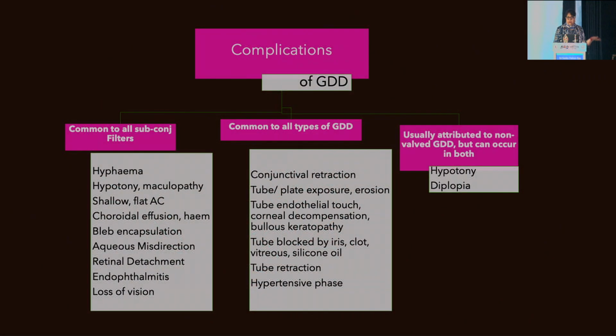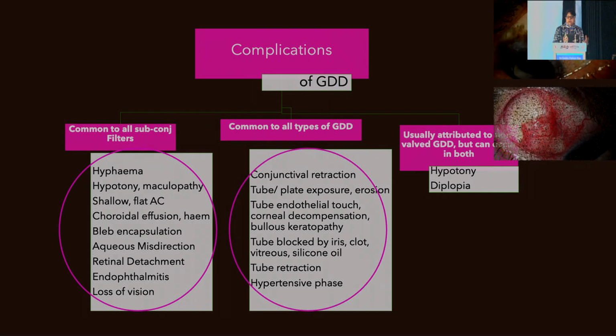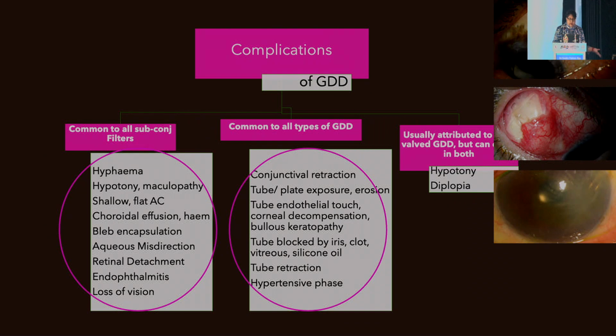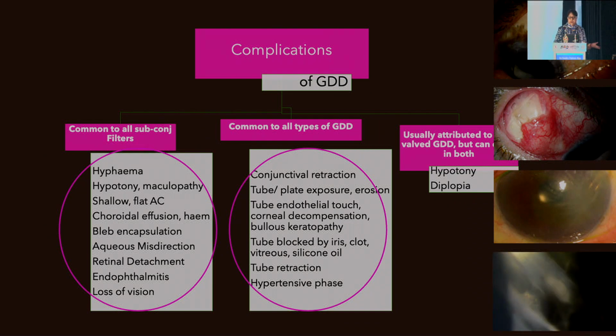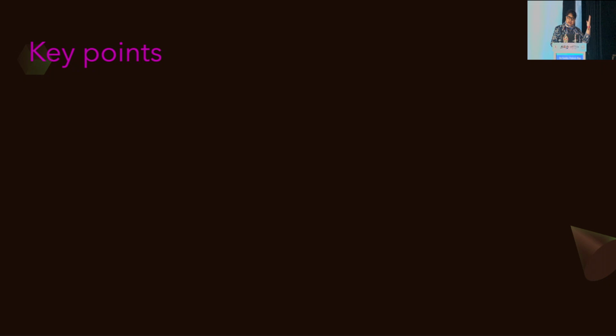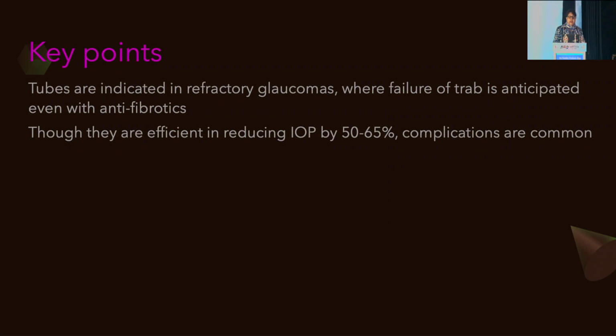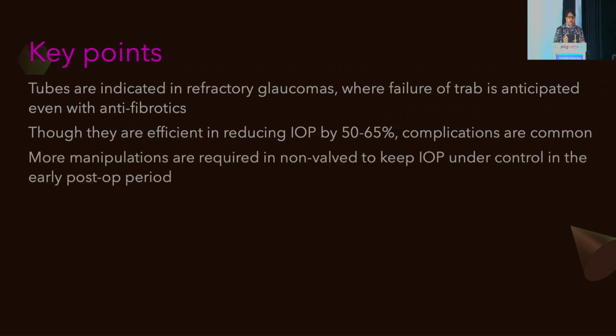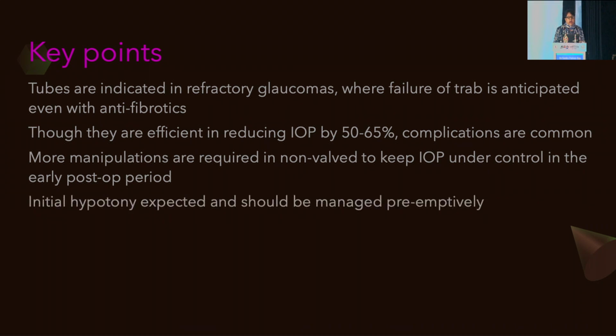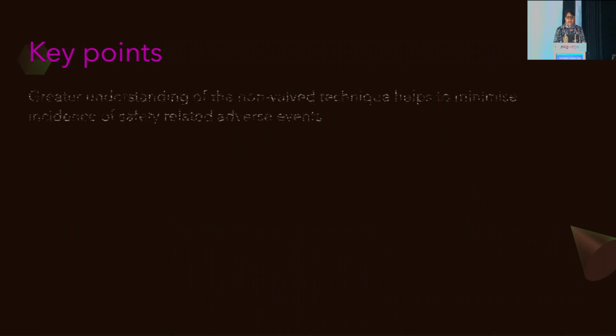So there are lots of complications, of course, with tubes, some which are common to all filters, some which are common to all GDDs, like tube exposure, plate exposure, endothelial decompensation, and tube block, but that's for another day. The key points, therefore, that I would like to say are that tubes are indicated in refractory glaucomas, where failure with trab is expected. They're efficient, but there can be complications. More manipulations are required in non-valved to keep the IOP under control. And initial hypotony is expected, which should be managed preemptively.